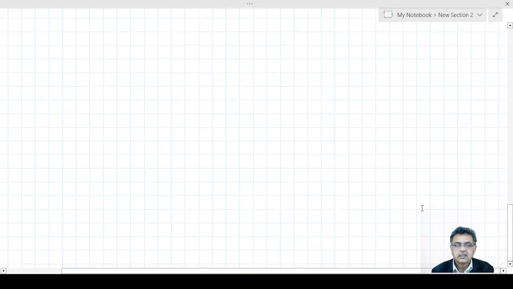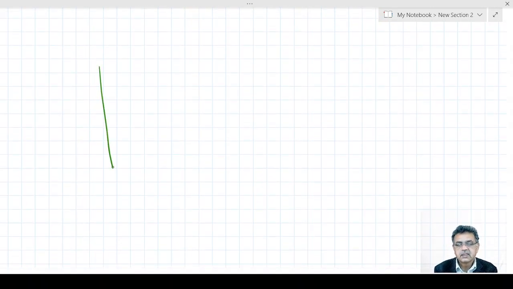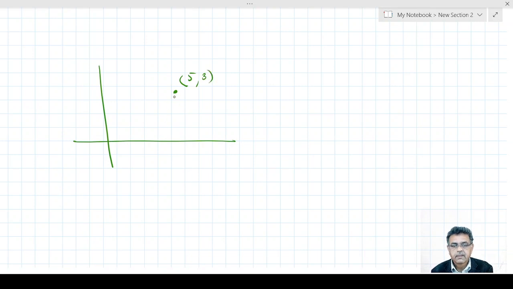Once again I draw them separately. In the first quadrant, here is a point. If this is (5, 3), so this is 5 units this way towards positive. If it is towards positive, then cos theta is positive. If it is moving upwards, that means sin theta is positive.